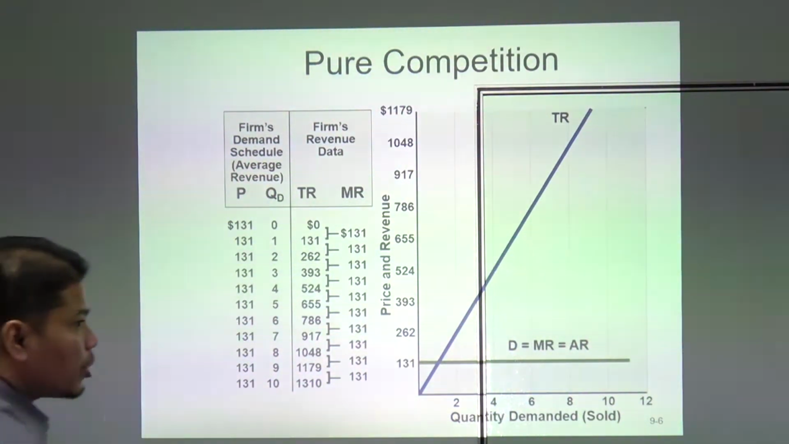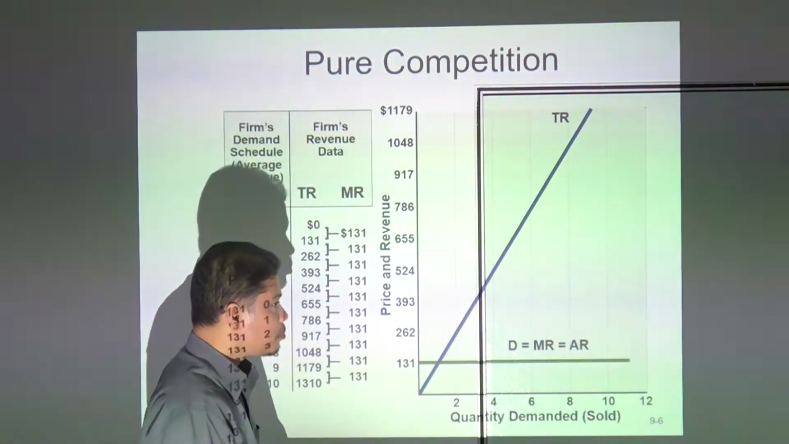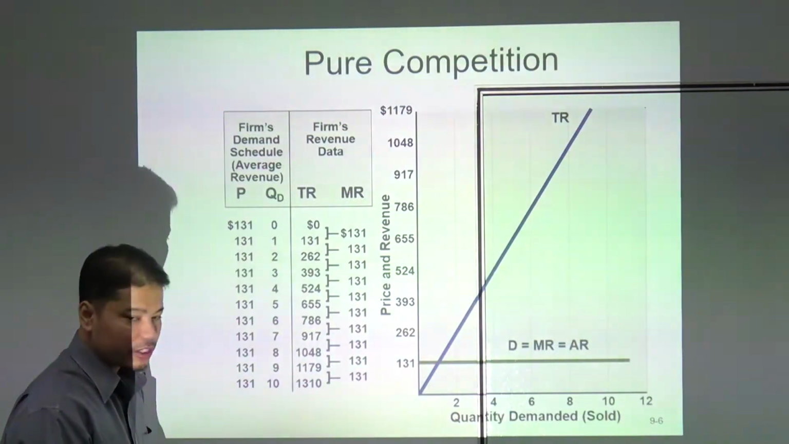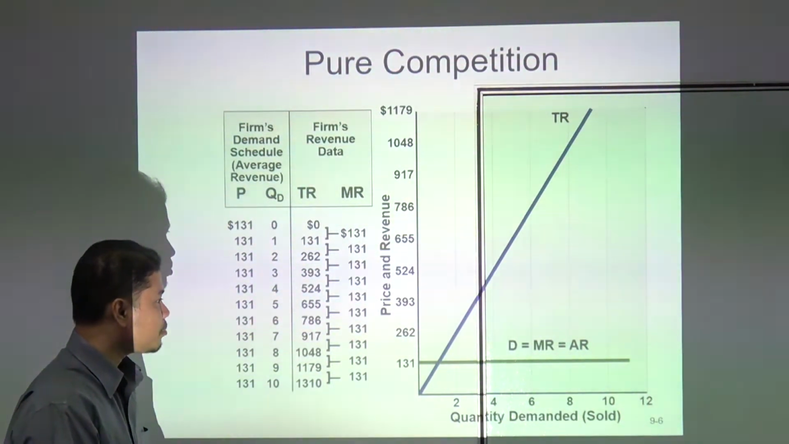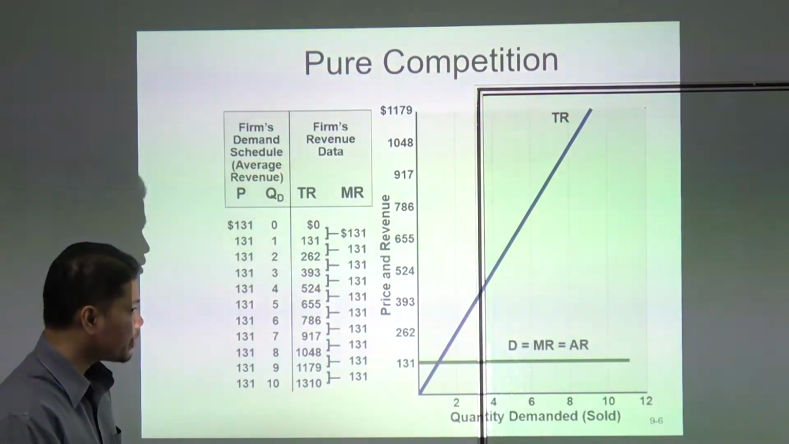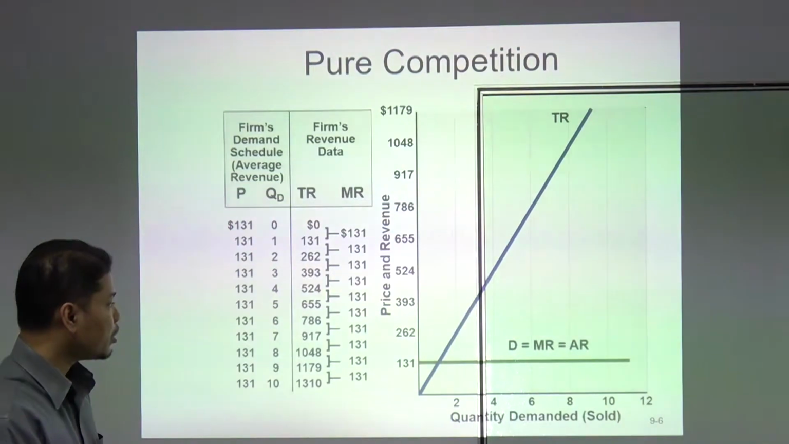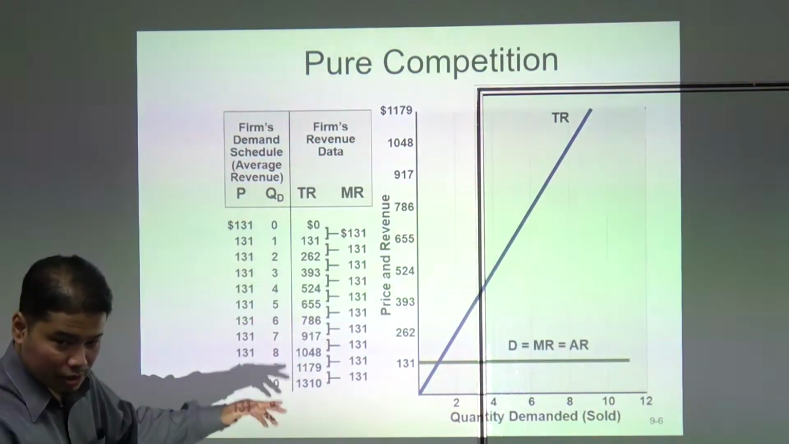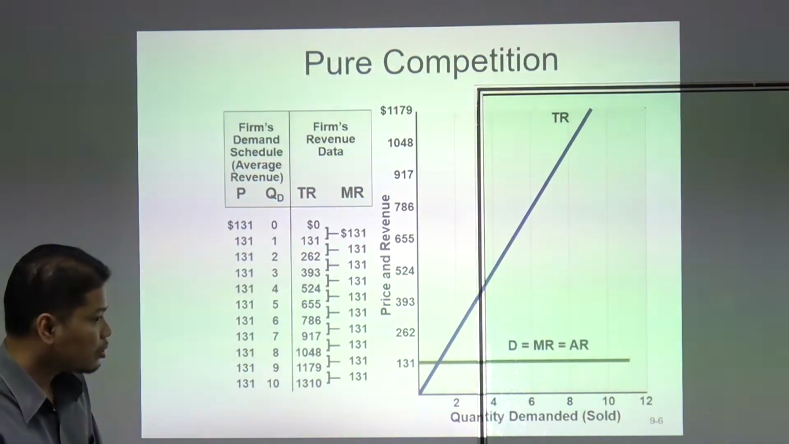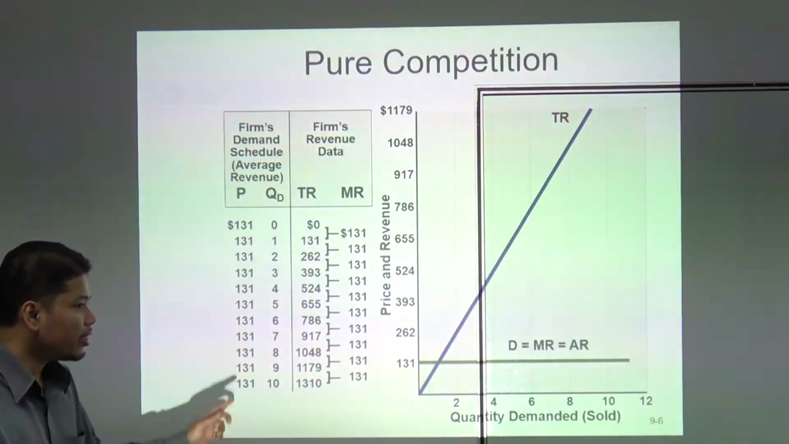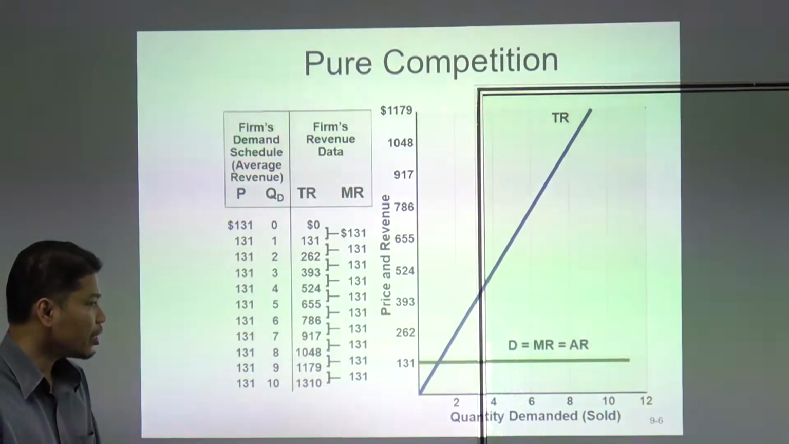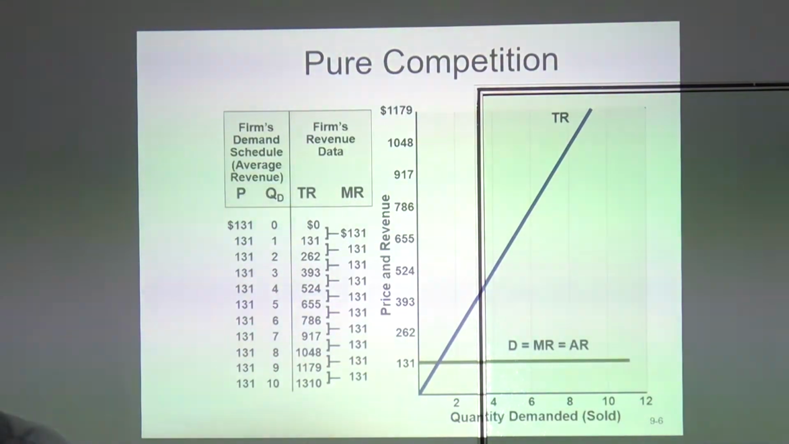Okay, so because of that, the demand curve of the firm will be the same as its marginal revenue curve, and will also be the same as the price of the product. So the demand curve here represents three things, or in other words, the demand curve overlaps the marginal revenue curve and also overlaps the average revenue or the price. So you have this perfectly elastic demand also representing the marginal revenue curve and also representing the average revenue.